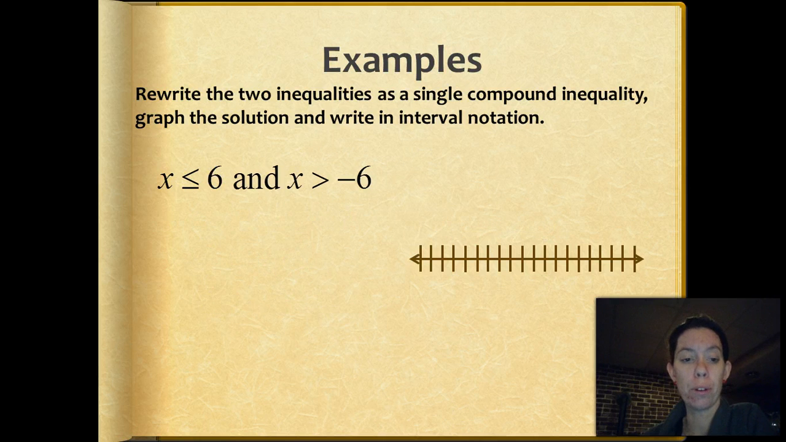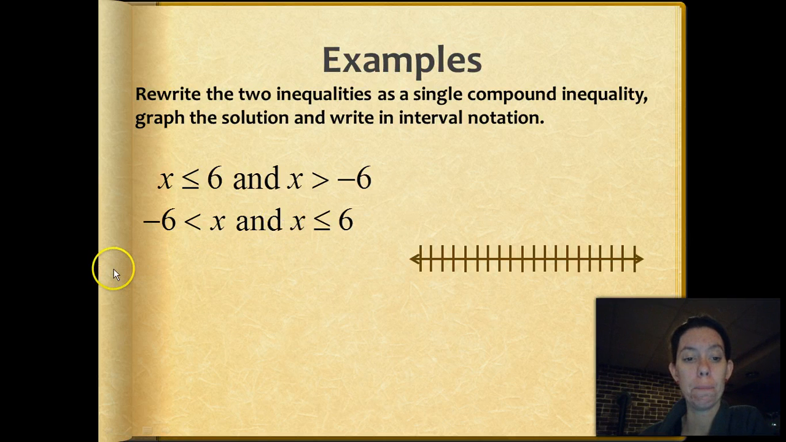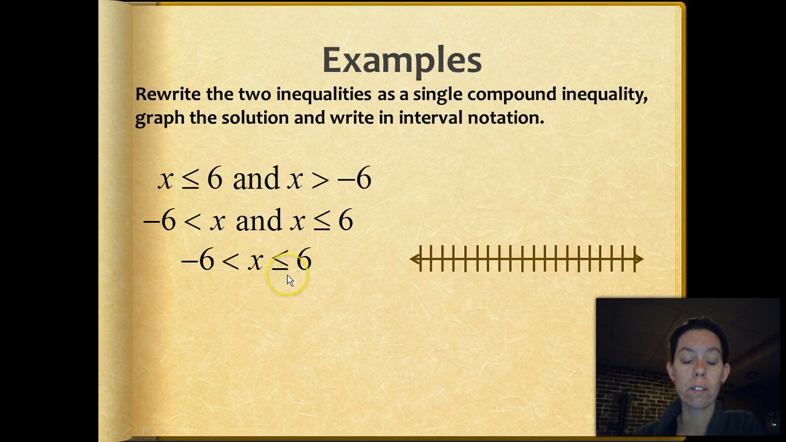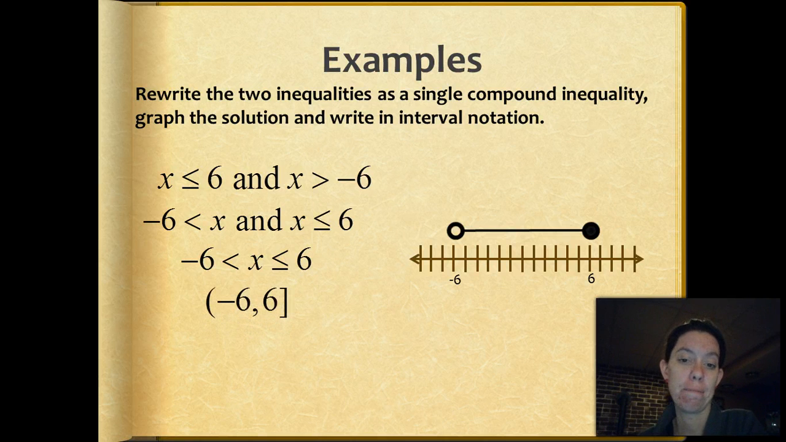One more example for you. It's a similar example. Rewrite with the -6 on the left again, and then squish it together with the x's in the middle. This time we're going to have to use a closed circle, and that's also going to mean that when we get to interval notation, you'll have a square bracket, a hard bracket, on the +6. So my graph will look like this, and my interval like this.